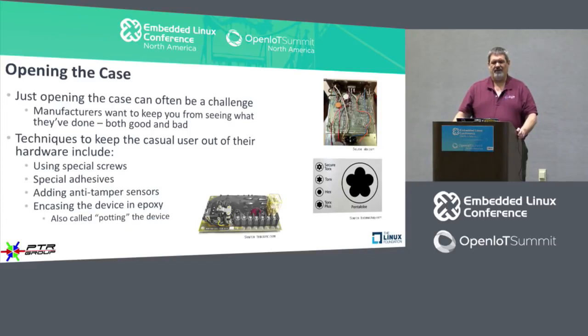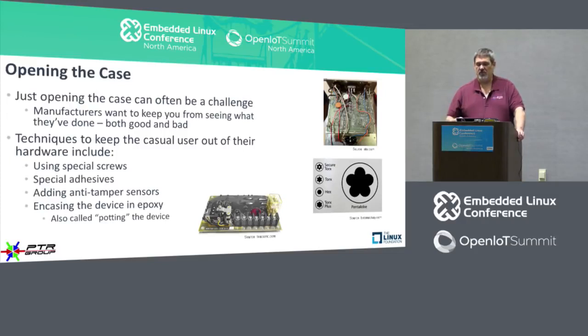The other trick that they do is encasing the device in epoxy, otherwise known as potting the device. That's that black, gooey glue thing that you see right there. They do that for several different reasons. One of them is to keep you from figuring out what the circuit is. Other times it's to keep it from getting wet. If it is going to be in a moist environment, they'll want to keep the circuitry dry, so they'll do an epoxy coat like this. Or if you happen to be going into space, it's called conformal coating, and it'll keep your devices from outgassing.